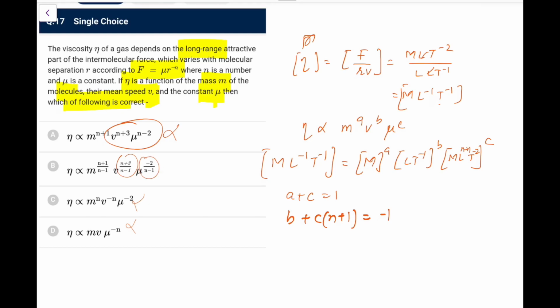So if I do this, b, that is n plus 3 upon n minus 1, plus n plus 1 times c, that is n plus 1 into minus 2 upon n minus 1. If I do, it comes out as n plus 3 minus 2n minus 2 upon n minus 1. So it basically comes out as minus n minus 1 upon n minus 1, which is minus 1. So it is only the B option that I'll go for, rest all are incorrect. So B is the correct one I'll go for.